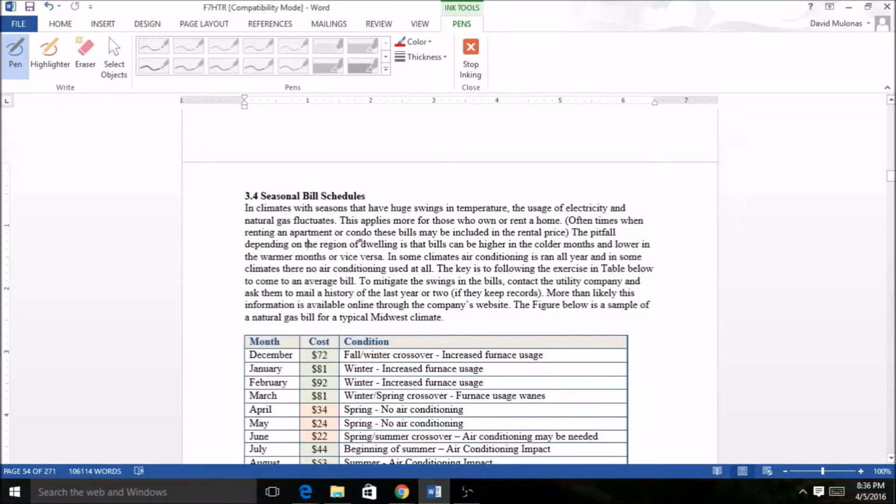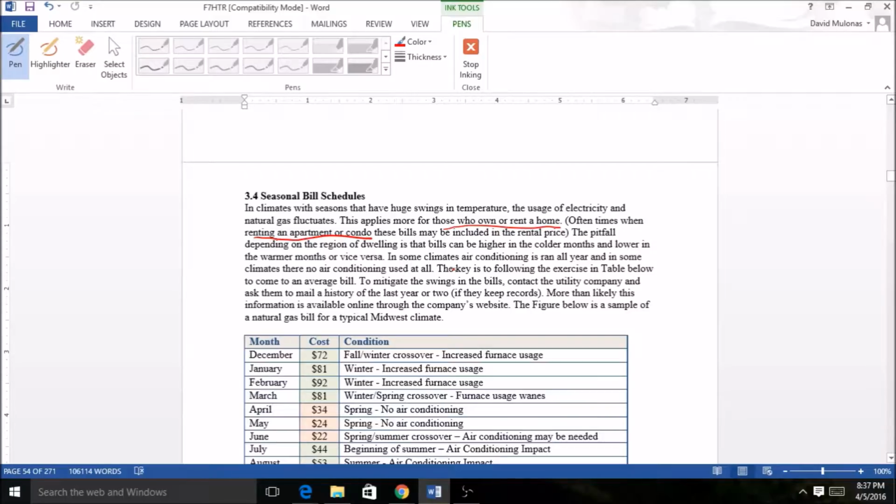So when we talk about huge swings in temperature and the amount of electricity or gas you may use, this applies for those who own or rent a home. If you're in an apartment or a condo, usually those bills stay more flat and predictable. In the colder months, the bills are higher, of course.